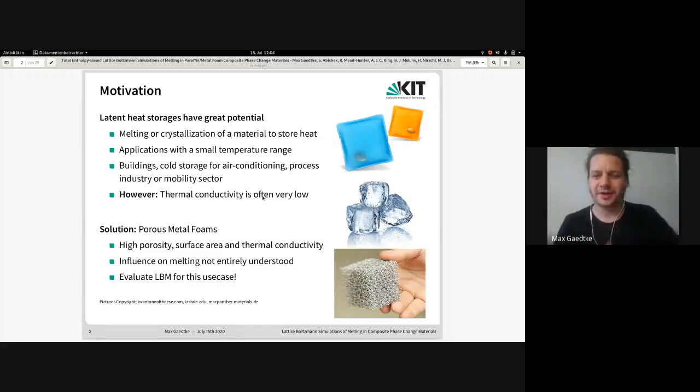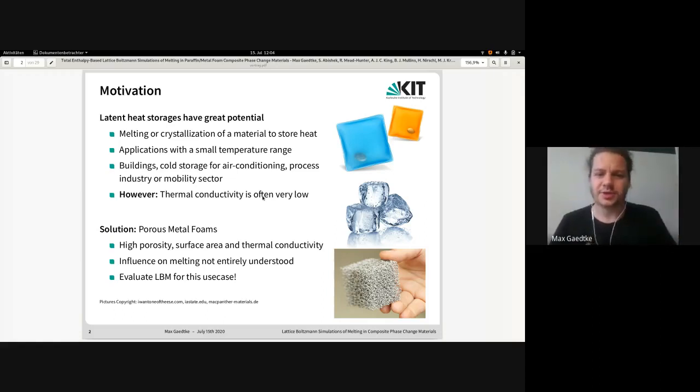Luckily, I can go over this in a much quicker way because Giacomo introduced you to that already. So latent heat storages have a very great potential when it comes to buffering cold or heat demand. We store melting or crystallization energy in order to preserve heat or cold for a later use. This is especially useful for applications that work within a small temperature range.